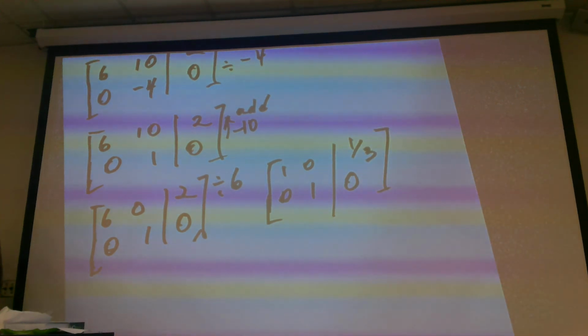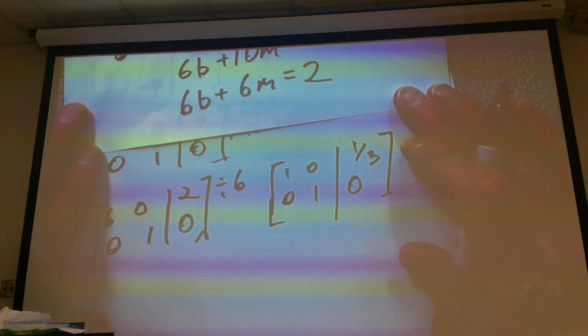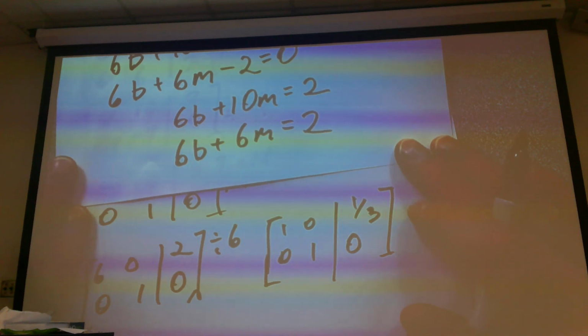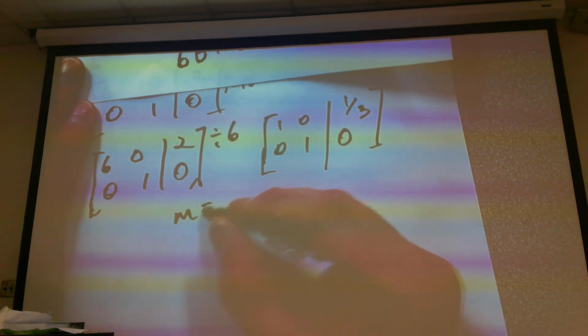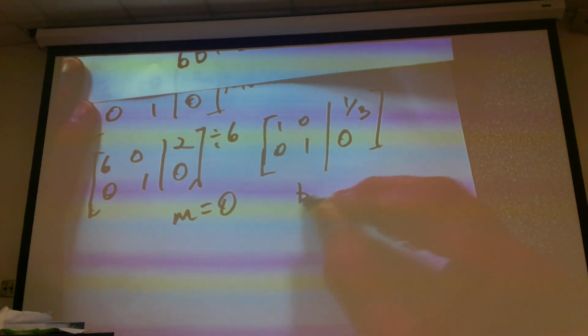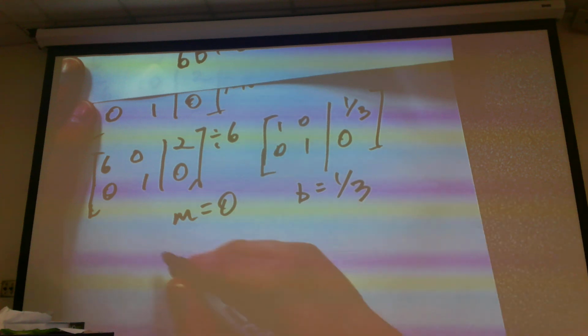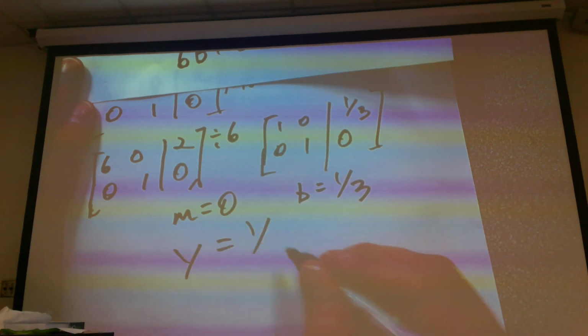Now remember, when I set up this problem, I set it up in a slightly different way than the previous problem. I set it up as 6b plus 10m, so b is really the first one. So what is that telling me? It's telling me that m equals 0 and b equals 1/3. So y just equals 1/3.